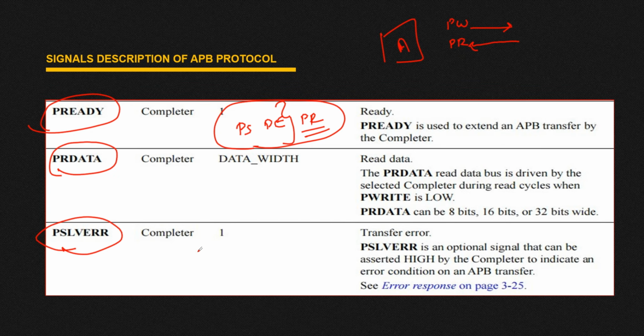Then we have this PSLVERR. Now see, your PSLVERR is an optional signal that can be asserted by your slave in order to indicate that some error condition has occurred during the APB transfer. Now what are those scenarios where you can get this PSLVERR? Suppose your memory is just a read only memory and you are trying to write into that, in that case you are going to get a PSLVERR. Another case is if you are passing some invalid address from your master that is not present in your slave, in that case also you are going to get your PSLVERR high, and this signal is driven by your slave.